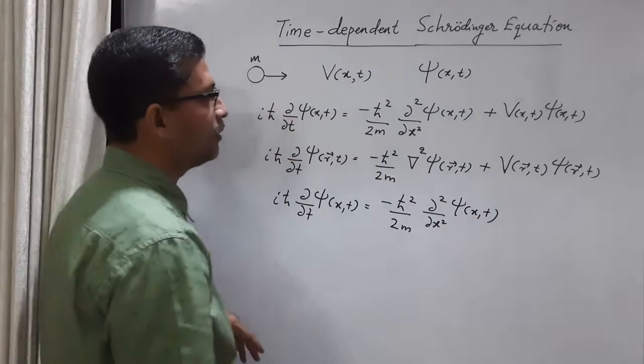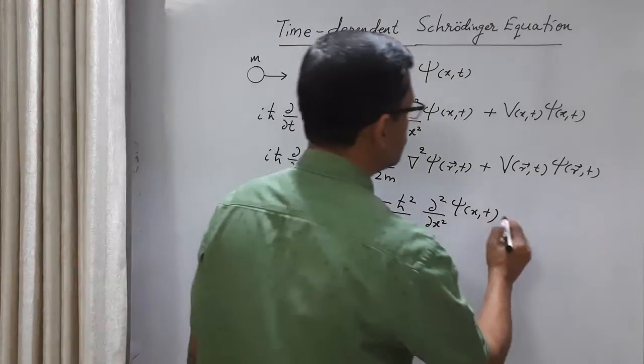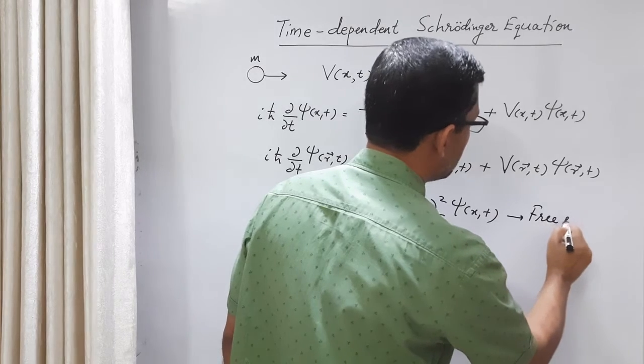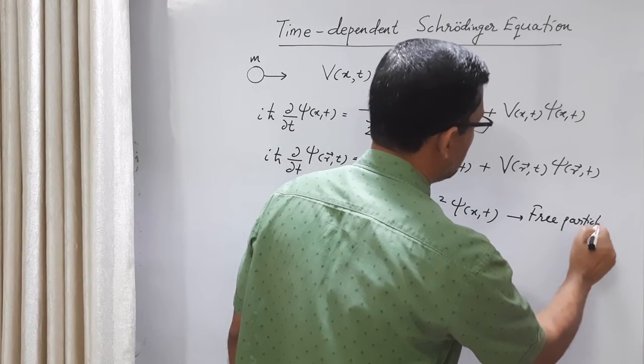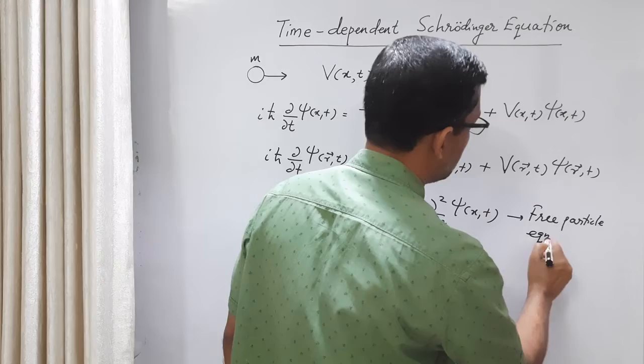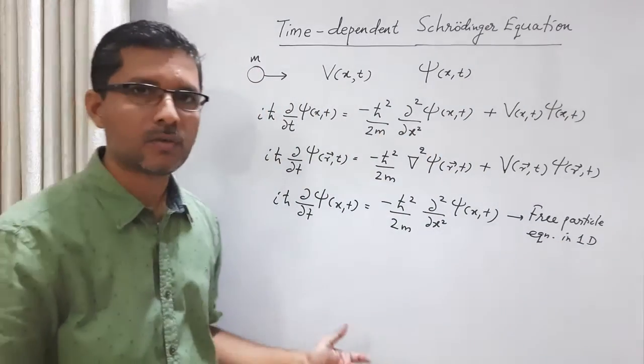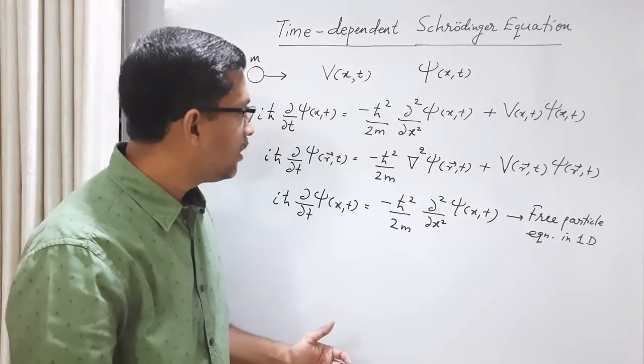This is the free particle Schrodinger equation in one dimension.